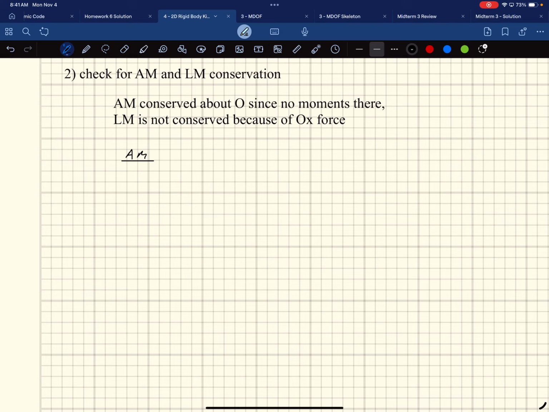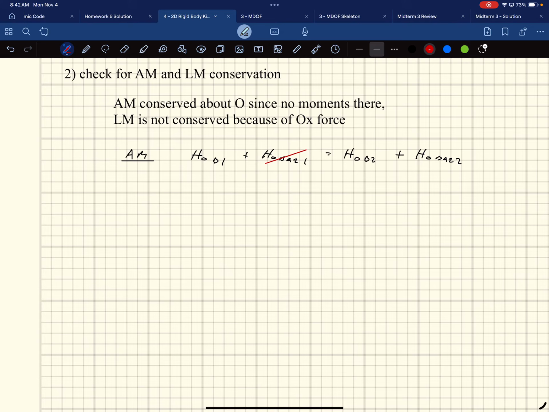Angular momentum tells us that HO of the bullet, B1, plus HO of the bar, 1, is equal to HO of the bullet, B2, plus HO of the bar, 2. The bar is just sitting at rest when the bullet strikes it, so there is no initial angular momentum of that bar.